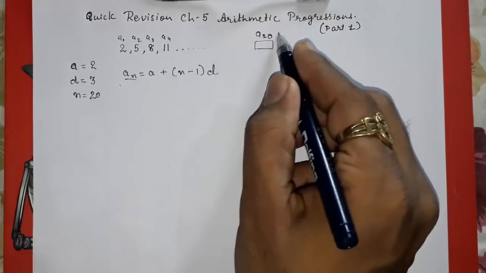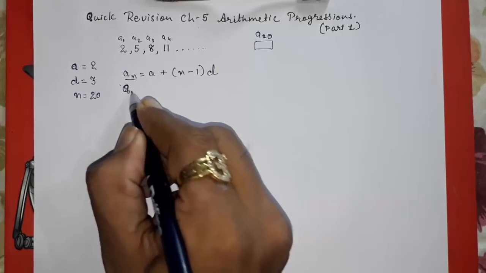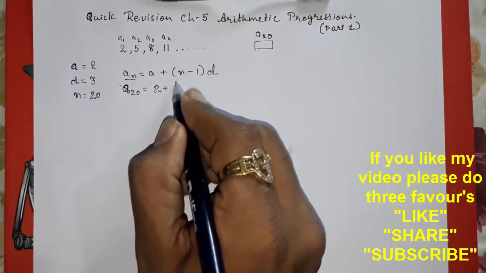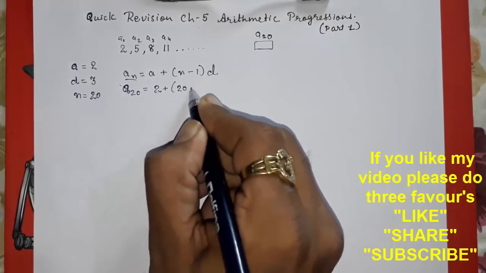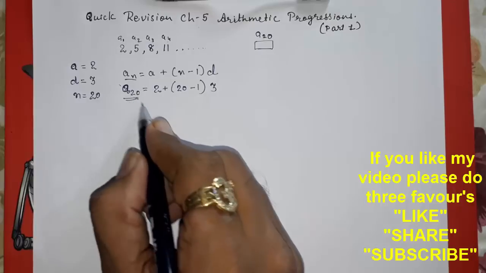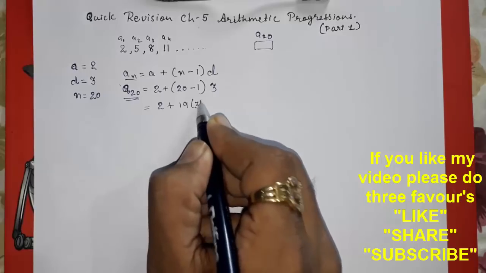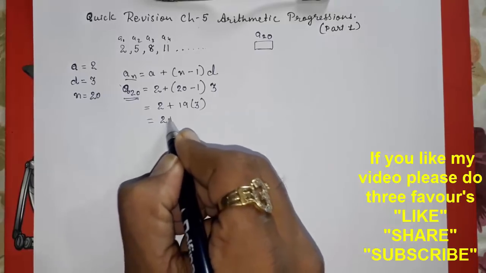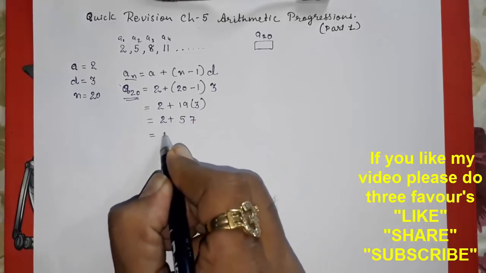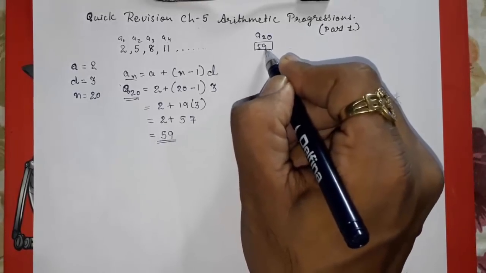Now we want to find the 20th number, so this will be a20, this a will be 2, this n will be 20 minus 1 and d is 3. We want to find this 20th term, so our a20 is 2 plus 19, that is 20 minus 1, into 3. So it will be 2 plus 19 threes, 9 times 3 is 27, 2 carry, 57, 57 plus 2, 59. So this number will be 59.